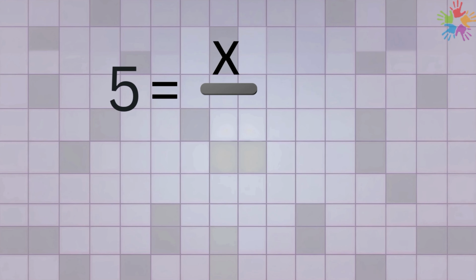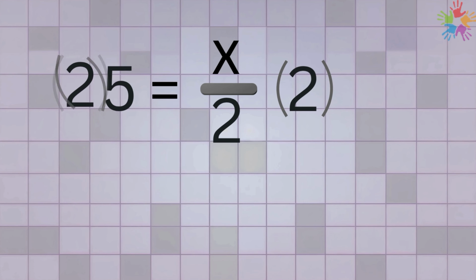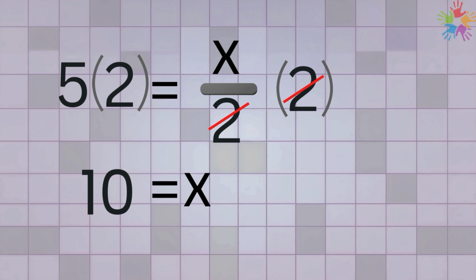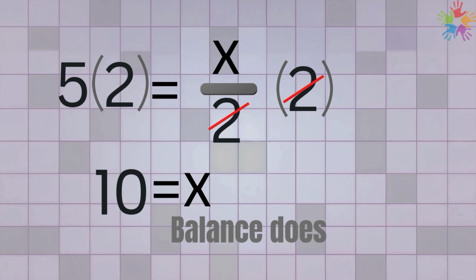And now, a twist. 5 equals the variable divided by 2. Even though the variable is on the right side, we treat it the exact same way. Now we multiply both sides by 2 using parentheses. On the right, the 2's cancel. The variable stands alone. On the left, 5 times 2 equals 10. So, the variable equals 10. Direction doesn't matter. Balance does.